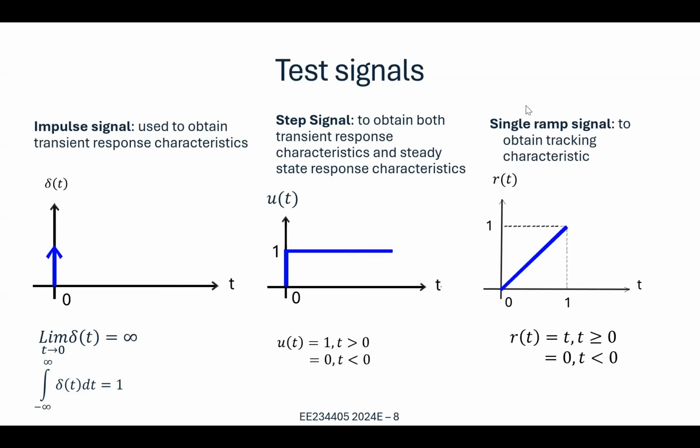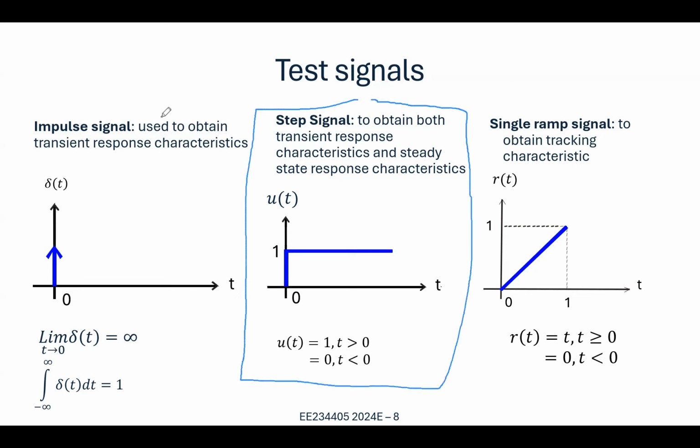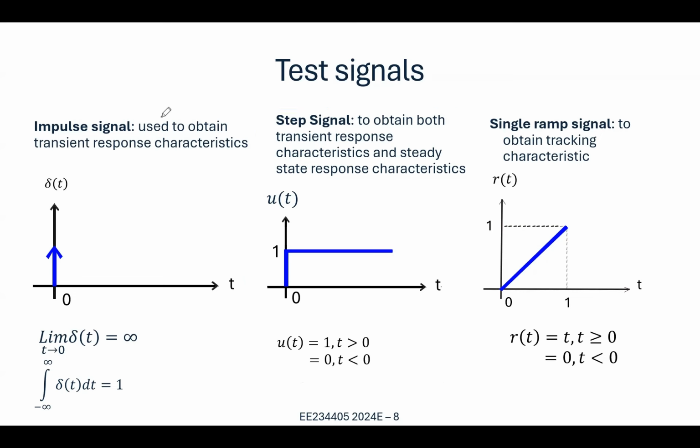And the next test signal here is the single ramp signal, which is used to obtain tracking characteristics. So I think out of these three, this step signal here is, let's say, the most often used. And I hope you are already familiar with this. So the equations here are shown as this.